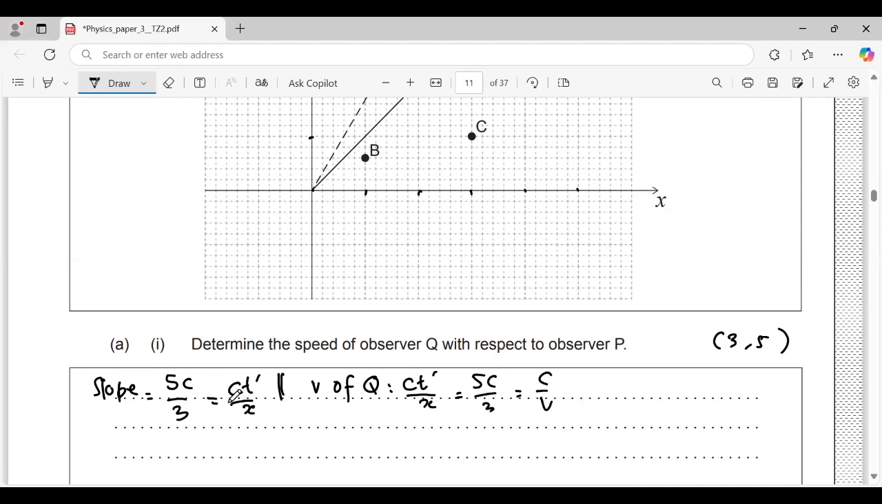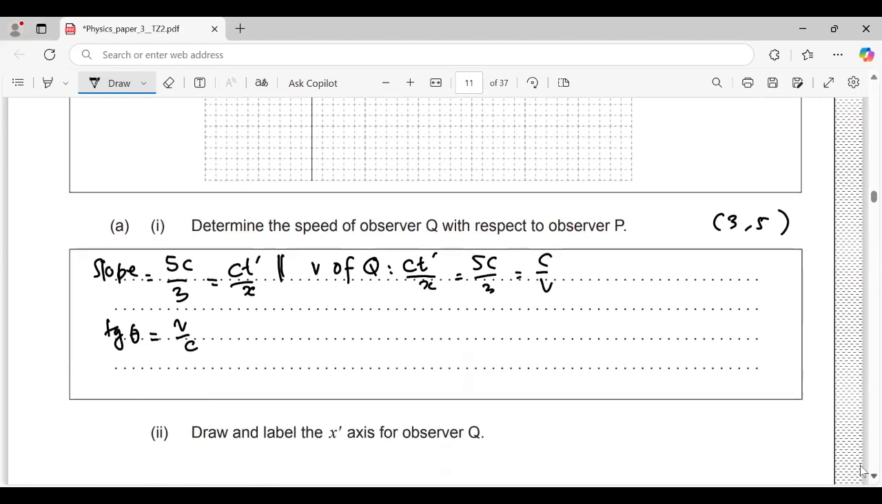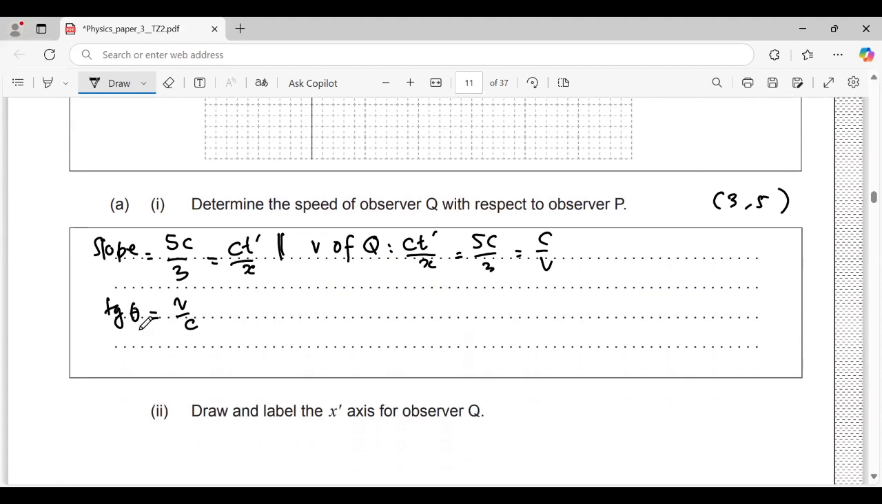The slope corresponds to the velocity of observer Q, and it can be calculated as tangent theta. Okay, tangent theta. Tangent theta is equal to v over c. The velocity of observer Q relative to observer P, we can determine using the formula that v over c equals 3 over 5, or v equals 3c over 5, or it equals 0.6 c.